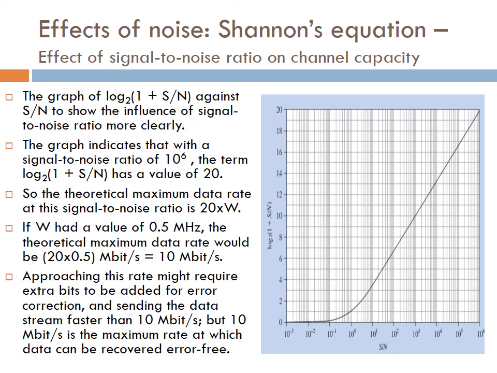If W had a value of 0.5 megahertz, if the channel band is 0.5 megahertz, for example, the theoretical maximum data rate C would be equal to 20 times 0.5, which is 10 megabits per second. Approaching this rate might require extra bits to be added for error correction and sending the data stream faster than 10 megabits per second, but 10 megabits per second is the maximum rate at which data can be recovered error-free.